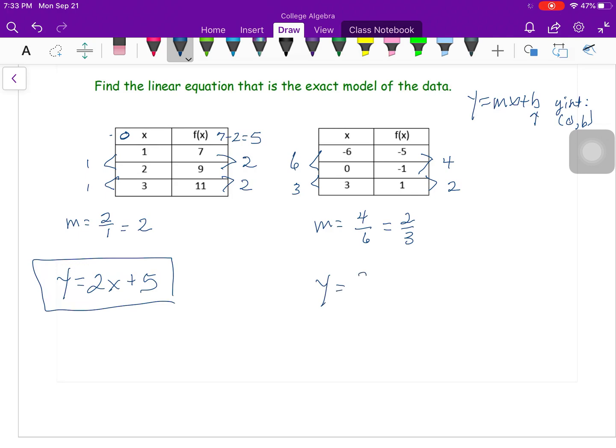So y equals 2/3 x plus my b. Well, this time I have my (0, -1). So it's plus a -1, or simply -1.